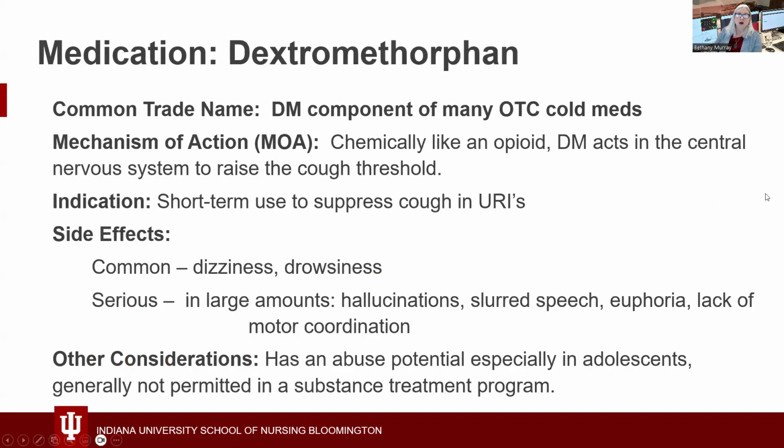So what we do use often is a medication called dextromethorphan. Most medications for allergic rhinitis, head colds, and upper respiratory infections are available over the counter. If you buy a medication that has the initials DM, that stands for dextromethorphan, and that tells you that this medication has a cough suppressant or an antitussive effect. Chemically, it is similar to an opioid.